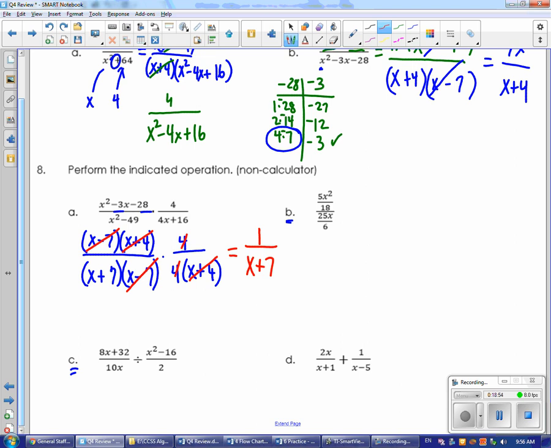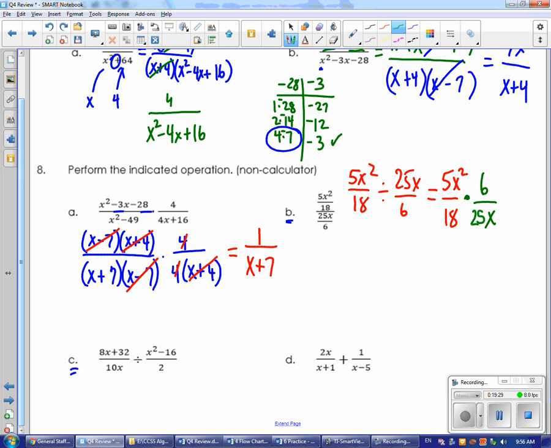In letter B, this is really intimidating because you have this double fraction. But just remember, when I'm writing an expression as a fraction, I'm just dividing. So I want to think about this instead as 5x squared over 18 divided by 25x over 6. And the rule for dividing is simply to change it into multiplying by the reciprocal. So the first expression stays the same, the next one becomes multiplication, and I'm going to flip, or take the reciprocal of, the second fraction.